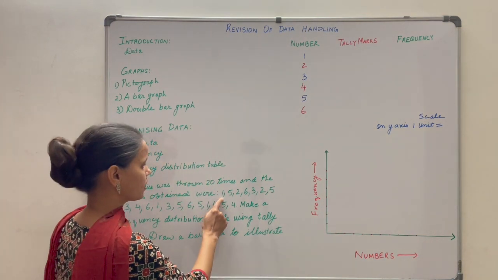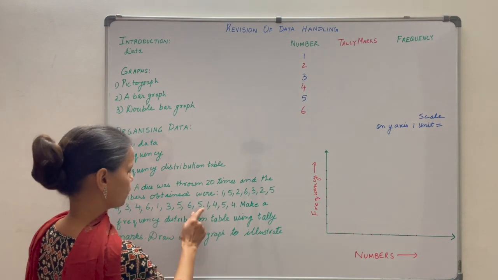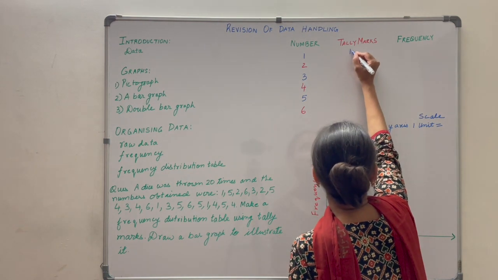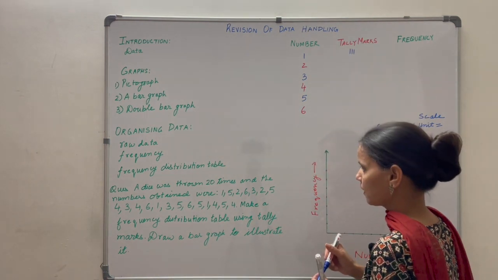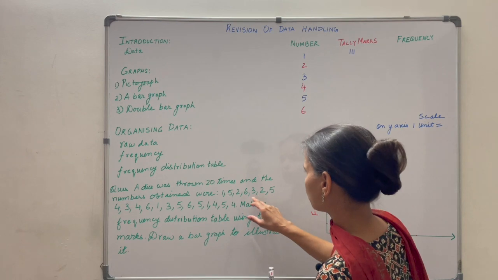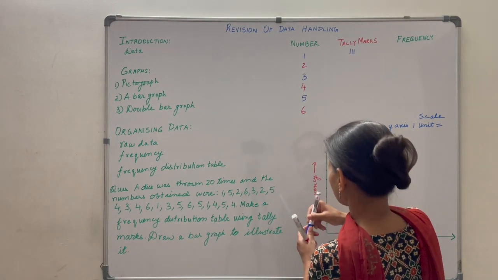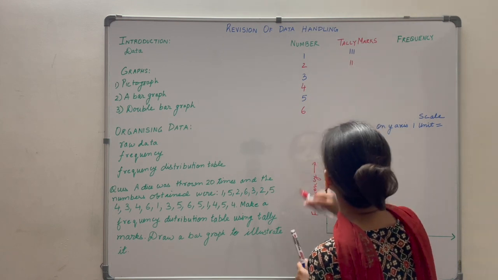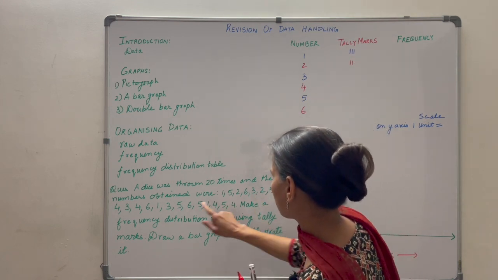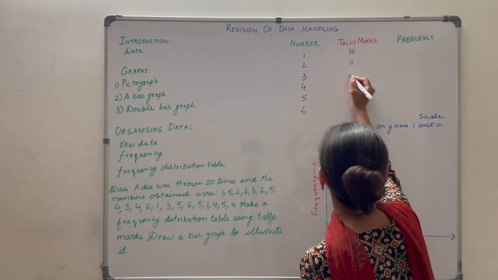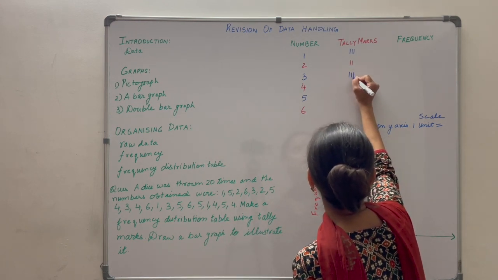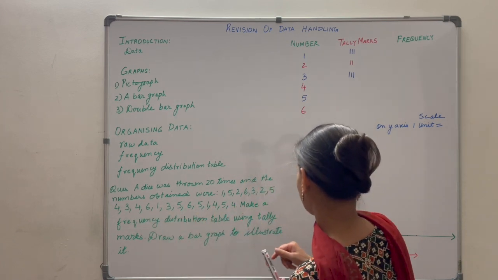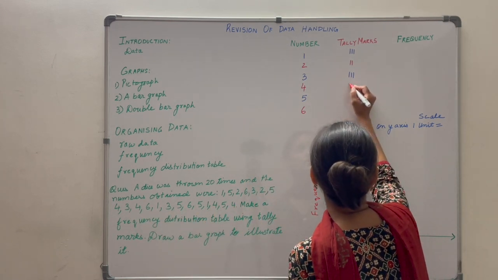So here 1 is occurring 1, 2, 3 times. So 1 is occurring 3 times. 2 is occurring 1, 2 times. So 2 is occurring 2 times. 3 is occurring 1, 2, 3 times. 4 is occurring 1, 2, 3, 4 times.